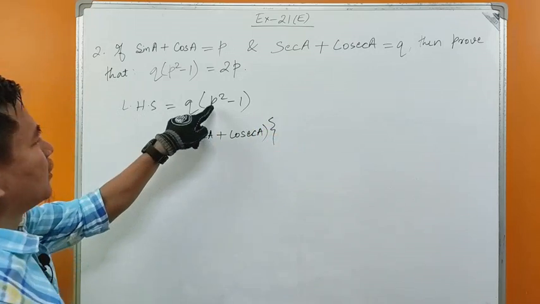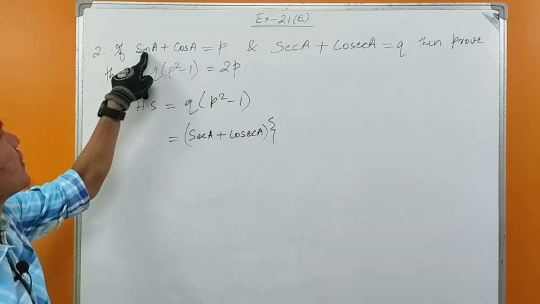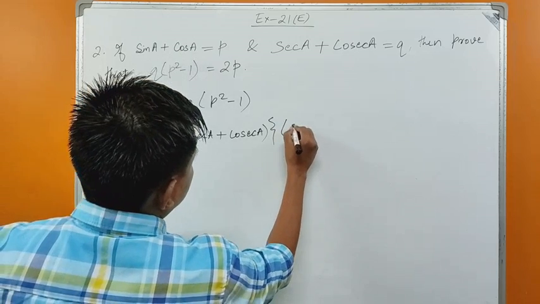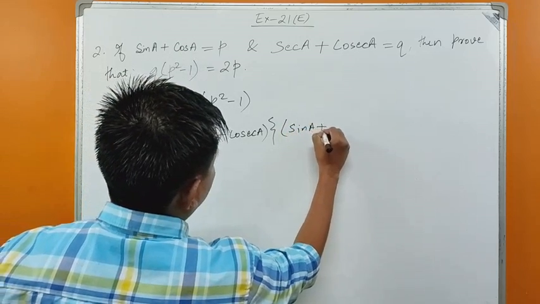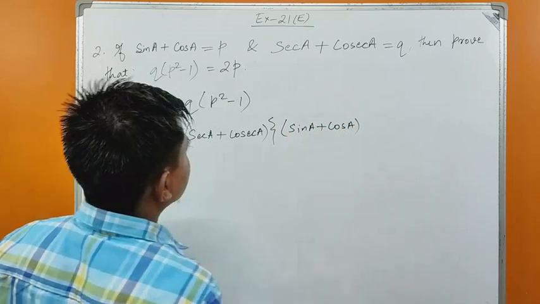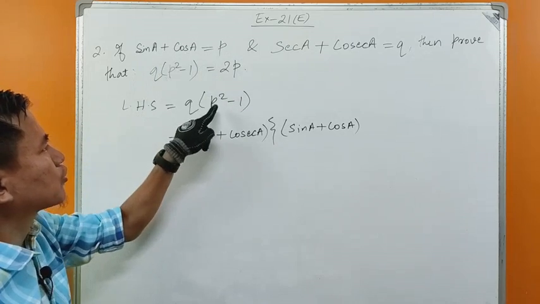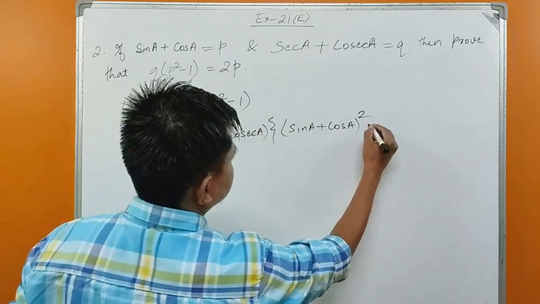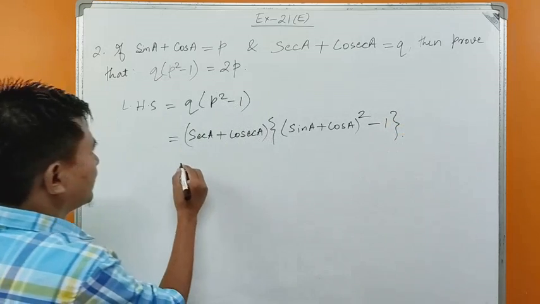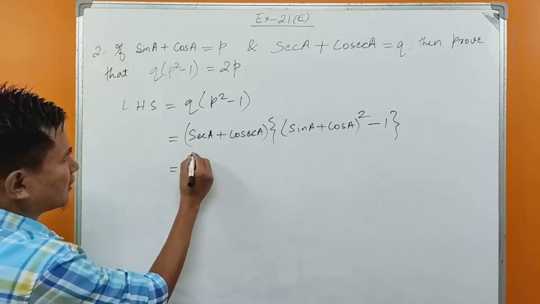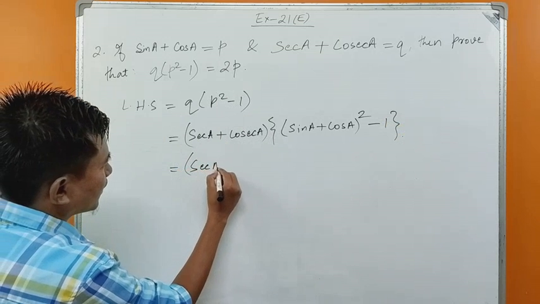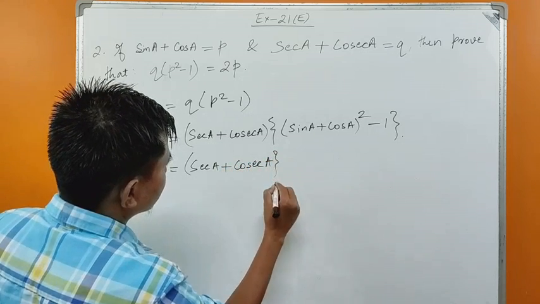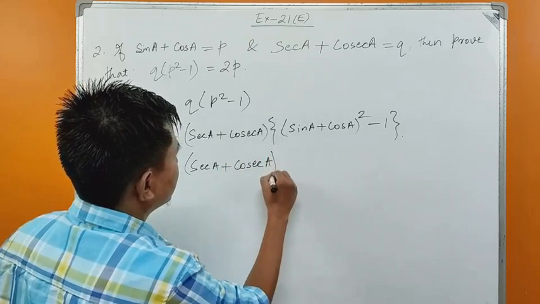Now what is P? P means sin A plus cos A. This is P, but we have P square here, so we need to put square here also. Minus 1. Okay. Now let's copy this as it is, sec A plus cosec A. Let me put the simple bracket here.